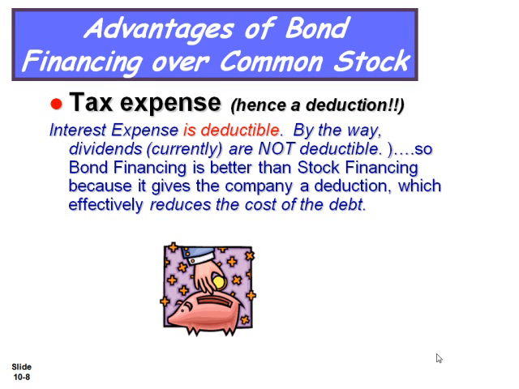Another advantage is lower tax expense. Interest expense is deductible. Currently, dividends are not. So if you do stock financing, and you pay dividends, you can't deduct that. But if you do bond financing and you will pay interest, that is deductible. So that lowers your net income, which lowers your taxes, which is always a good thing.